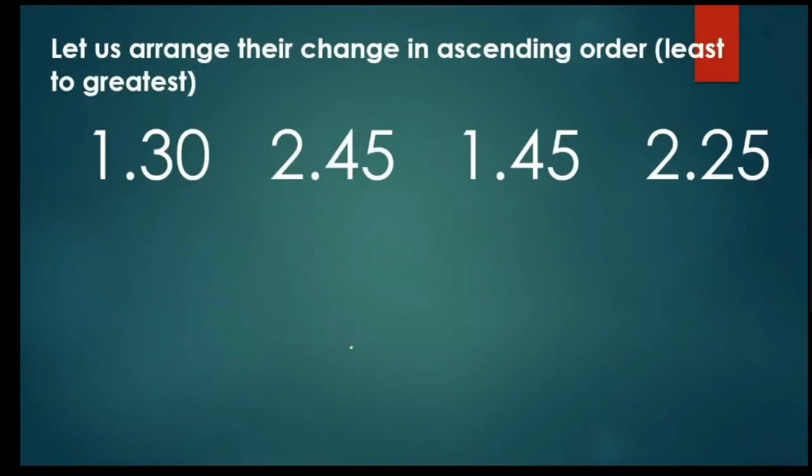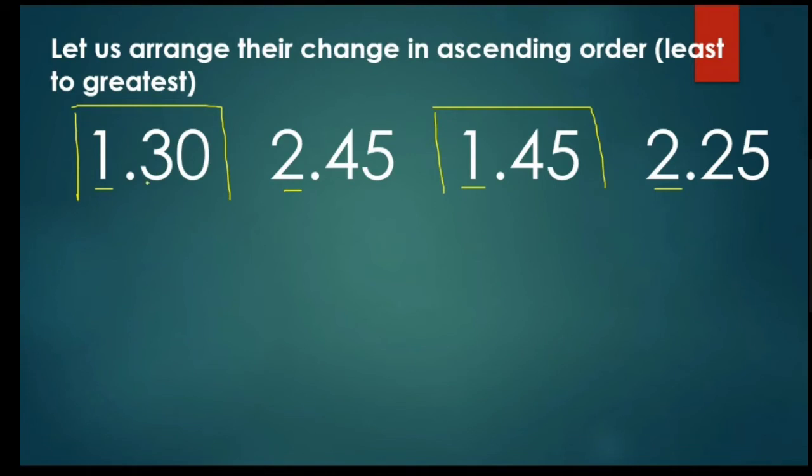For example, the following numbers. For this given example, we are going to arrange them in ascending order or from least to greatest. We have 1.30, 2.45, 1.45, and 2.25. Again, we are going to start with the least number. We have 1, 2, 1, and 2. If you look at the whole numbers, which is the highest place value, we can see that we have two least numbers, which are 1.30 and 1.45. Now, these are what we are going to compare.